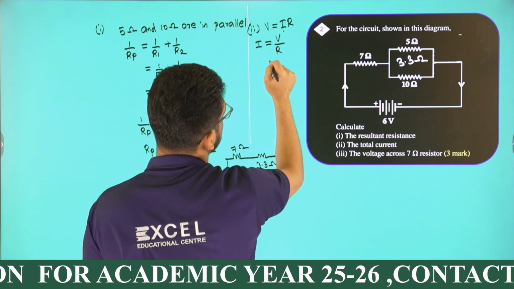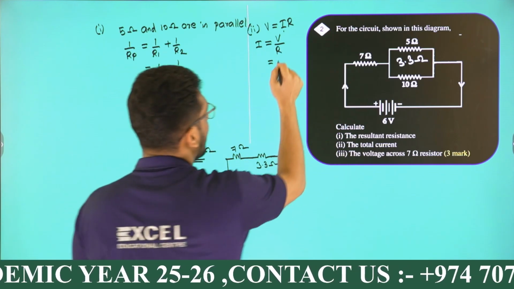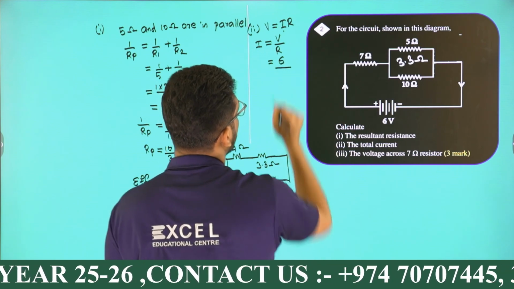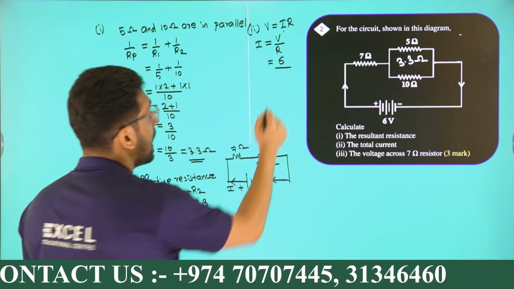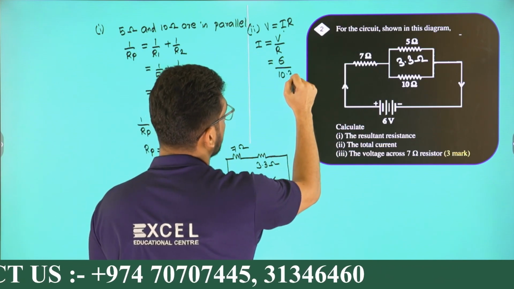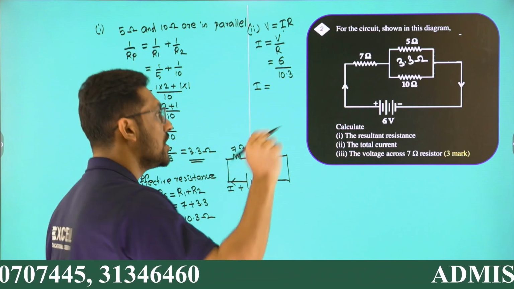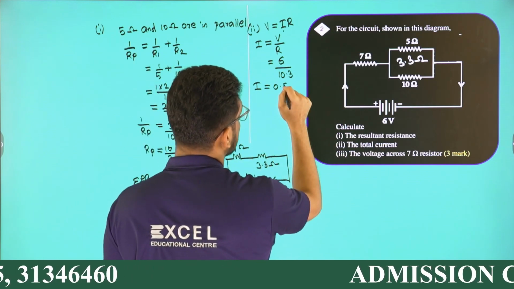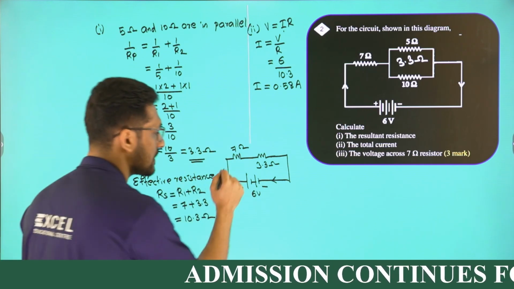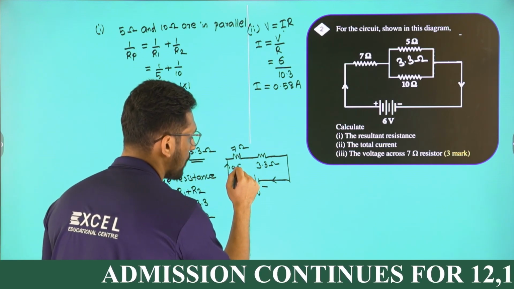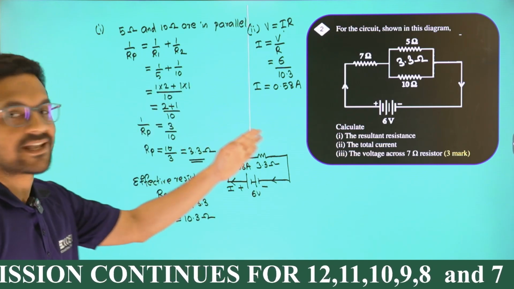voltage divided by resistance. What is the value of voltage? 6. The value of voltage is 6 divided by effective resistance, that will be 10.3. What is the value of current? 6 by 10.3. When you do this, you will get a value of 0.58 ampere. That is the value of current through this circuit. So we have the second answer.